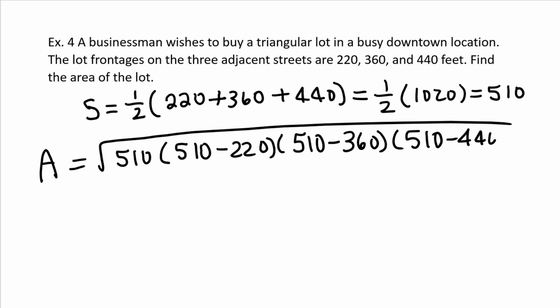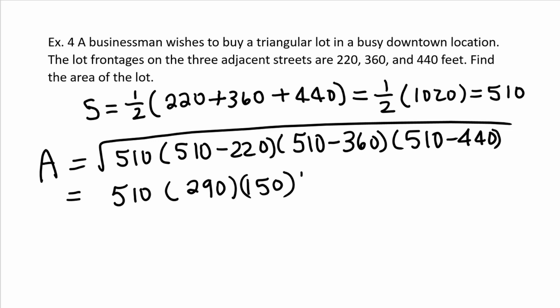of the remaining sides. Now let's do some of the arithmetic. So we're going to have 510 times, and then 510 minus 220 is 290. 510 minus 360 is 150. And 510 minus 440 is just 70. We still need to take the square root of the product of these 4 numbers.